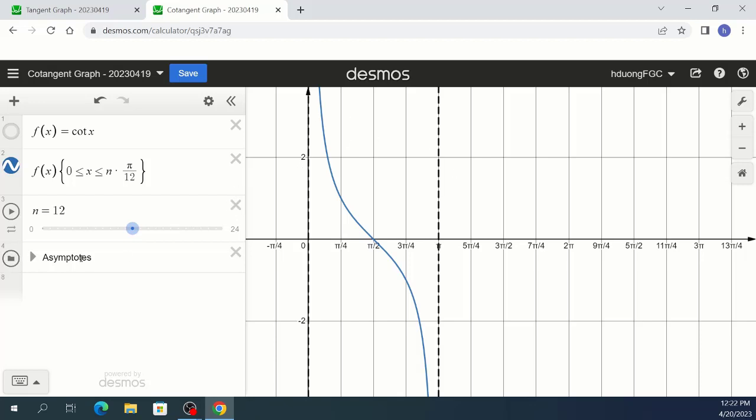Now let me put in the vertical asymptote. See those dotted lines I put in right there? See, the graph is asymptotic to those. And the shape is falling down like a waterfall, right? The shape is falling down like that.